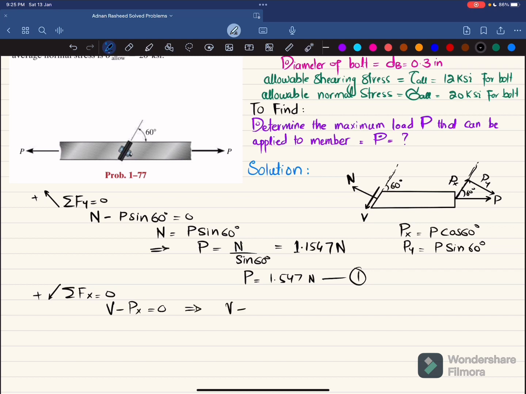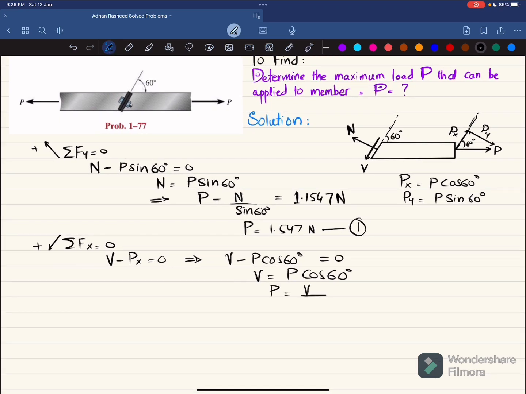So we know that Px is P cos 60 degrees, clear. So from here that is equal to 0. So V is equal to P cos 60 degrees, clear. And P will be equal to V divided by cos 60 degrees, and that will be equal to 2 times V. So I can write P is equal to 2V. This is your equation number 2.